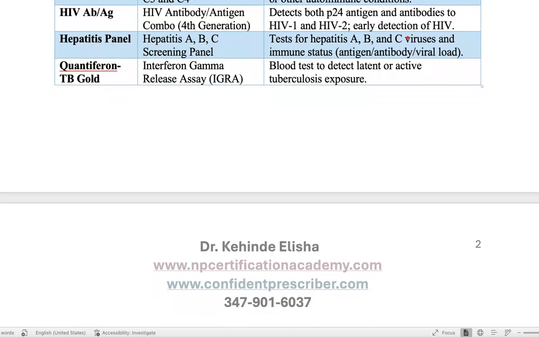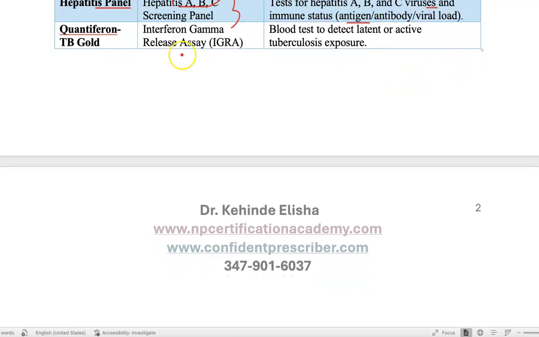What about HIV Ab/Ag, the HIV antibody or antigen combo, fourth generation? Detects both the p24 antigen and antibodies to HIV-1 or HIV-2, for early detection of HIV. What about hepatitis panel? Hepatitis panel, that would be the A, B, and C screening panel. They test for hepatitis A, B, and C viruses and immune status, antigen or antibody or viral load. What about QuantiFERON Gold? This is typically common on the exam. Interferon gamma release assay, IGRA.